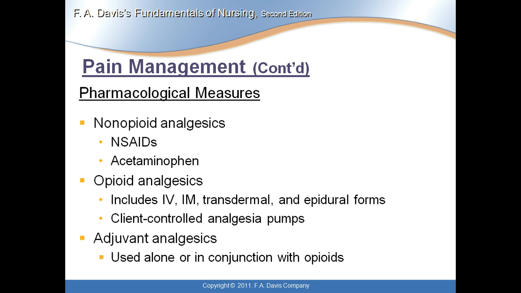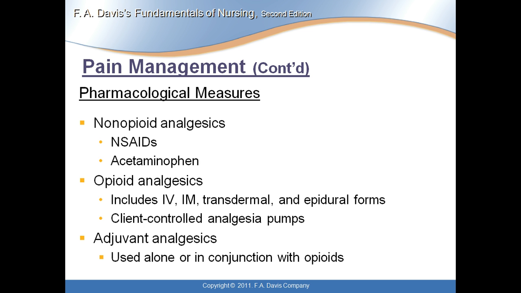So pharmacological measures: there's non-opioid analgesics, which are NSAIDs, and also Tylenol. Opioid analgesics include IV meds, IM, transdermal, epidural forms, and then there's also your PCA pump. Basically, it's a pump that has, let's say, morphine, Dilaudid, or fentanyl, which are IV pain medications. They'll put it in this machine, and if your patient feels they need something for pain, they push a button and it goes directly into their IV. It does have parameters. They can only hit it so many times every 15 minutes, and they're only going to get a certain amount every 15 minutes.